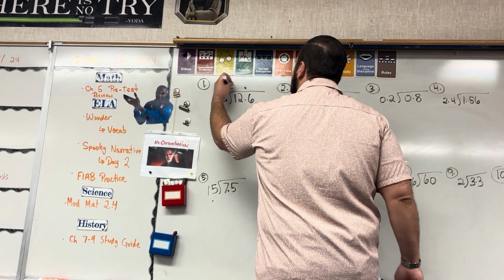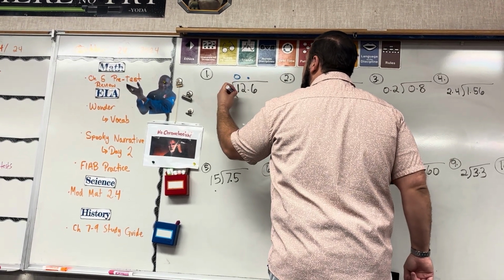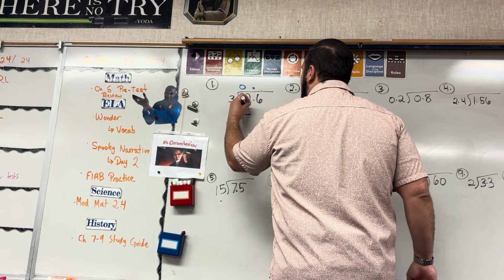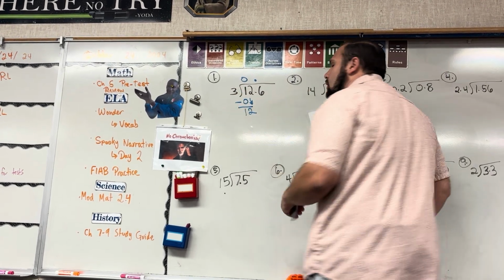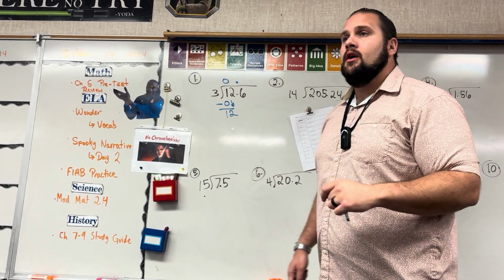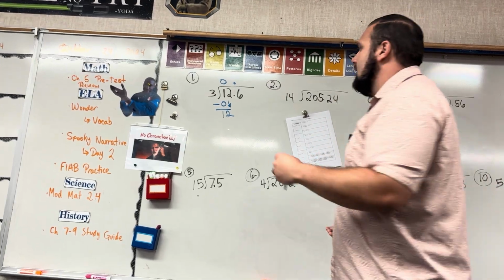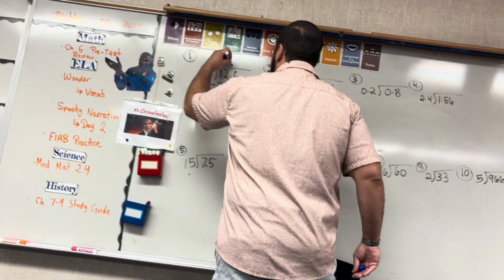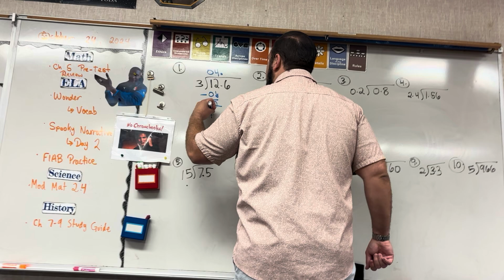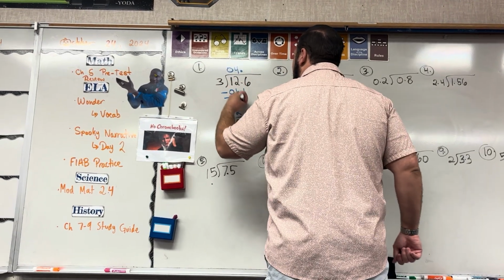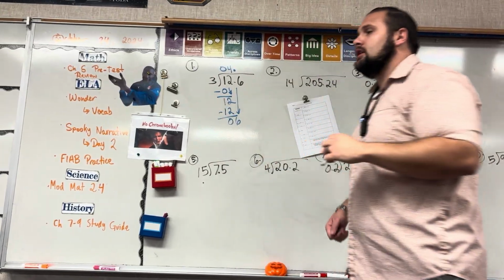3 goes into 1 0 times. 3 times 0 is 0. When we subtract, we get 1 left over, and now we bundle it up with the 2, making that 12. And 3 goes into 12 how many times? 4 times. That's right. 3 times 4 is 12. You got 0 left over, but we still got a 6 that we need to bring down and use.